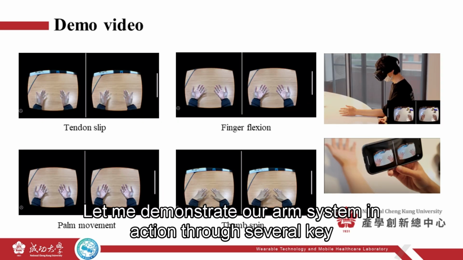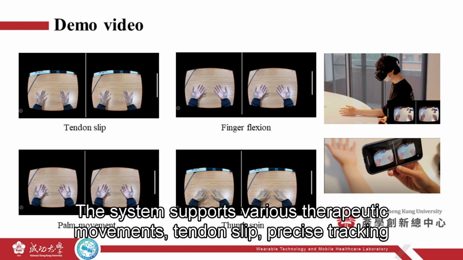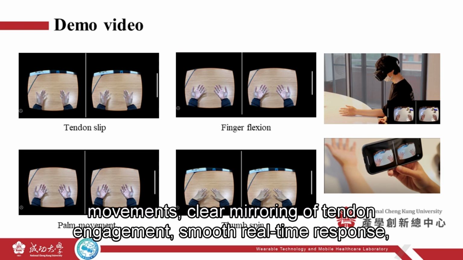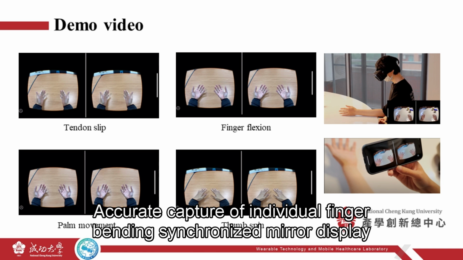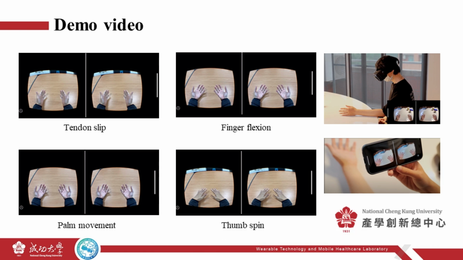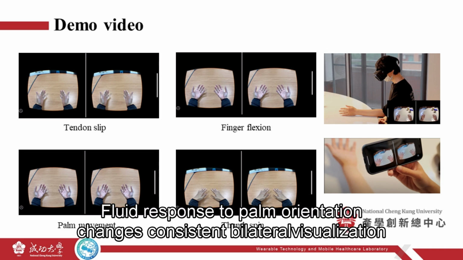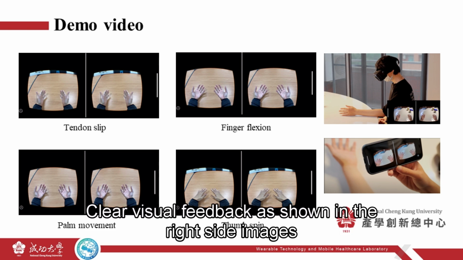Let me demonstrate our ARMT system in action through several key rehabilitation exercises. The system supports various therapeutic movements: tendon slip, precise tracking of subtle finger movements, clear mirroring of tendon engagement, smooth real-time response; finger flexion, accurate capture of individual finger bending, synchronized mirror display, natural movement reproduction; palm movement, full hand tracking capabilities, fluid response to palm orientation changes, consistent bilateral visualization; thumb spin, detailed thumb articulation tracking, maintenance of spatial awareness, clear visual feedback as shown in the right side images.